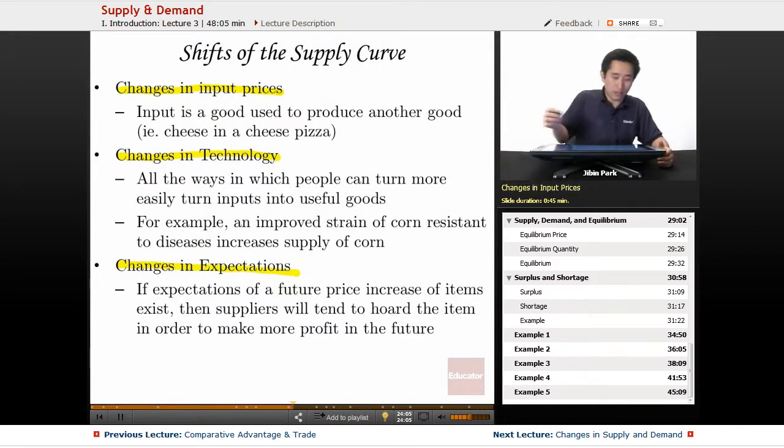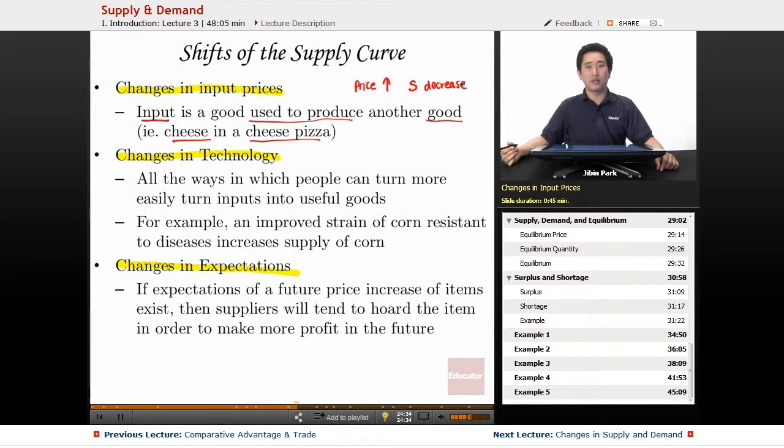What does it mean, change in input prices? Inputs are items used to create output. Ingredients would be another way of phrasing it for food items here. So input is a good used to produce another good. For example, cheese and cheese pizza. If the price of cheese goes up, then the supply is going to decrease. Conversely, if the price of cheese goes down, then the supply increases. If the price of an input increases, that's bad for the supplier because you make less profit. If the price of cheese decreases, that's good because there's more profit potential.